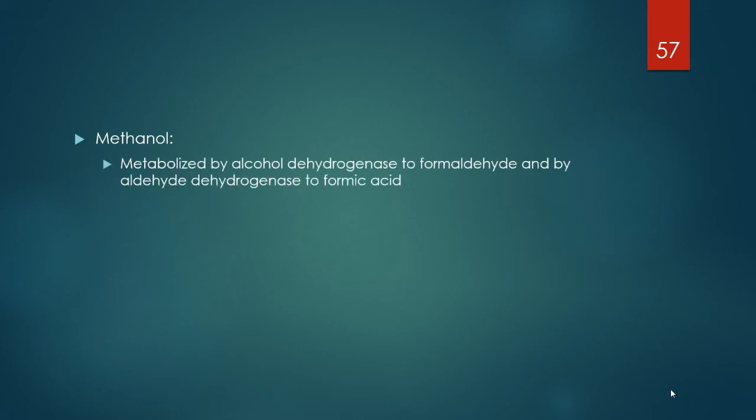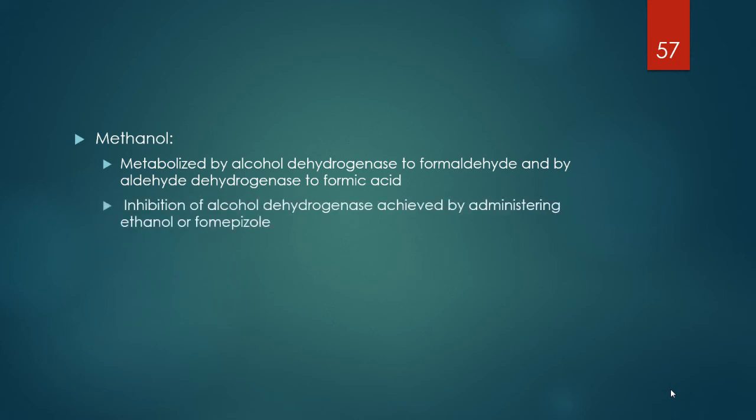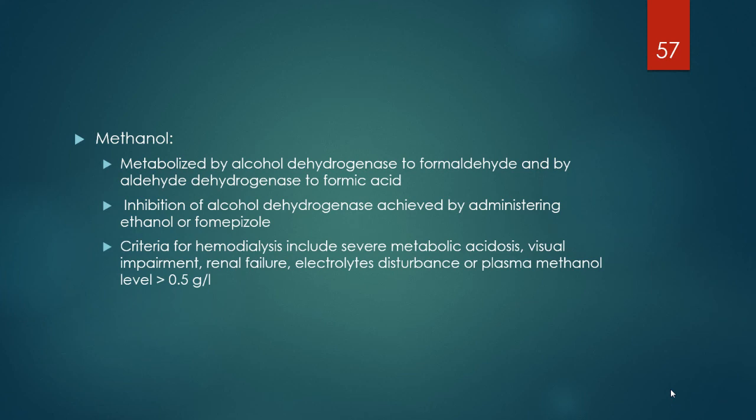So for methanol, it is again metabolized by alcohol dehydrogenase to formaldehyde, and then also gets metabolized by dehydrogenase to formic acid. The inhibition of the alcohol dehydrogenase is achieved by administering again ethanol and or fomepizole. The criteria for dialysis is severe acidosis, visual impairment, renal failure, electrolyte disturbance, or plasma methanol level of more than 0.05.